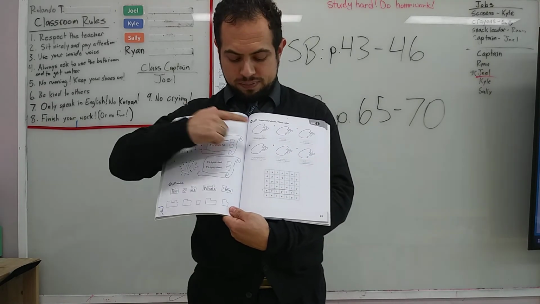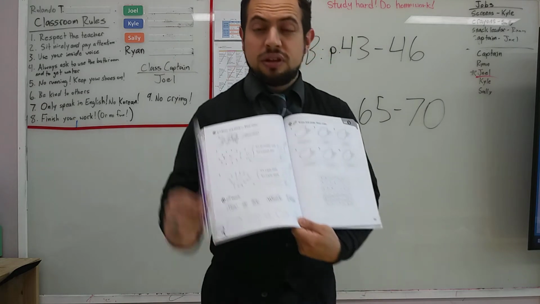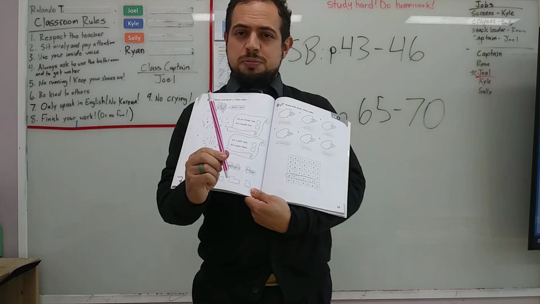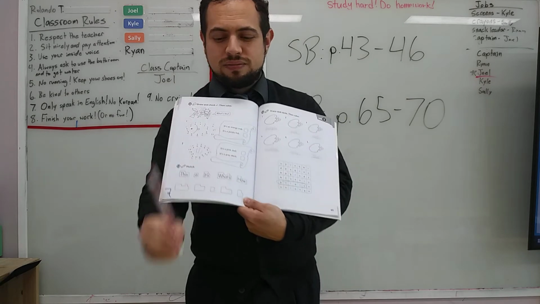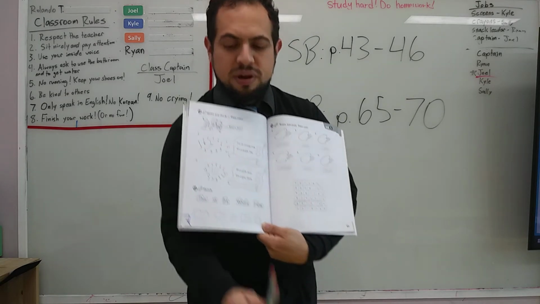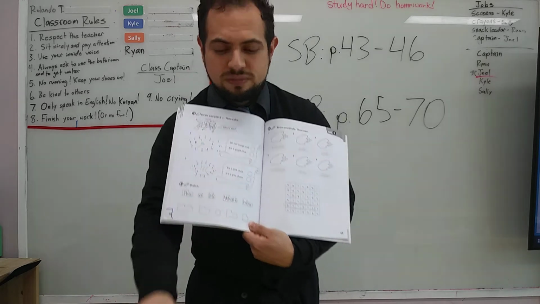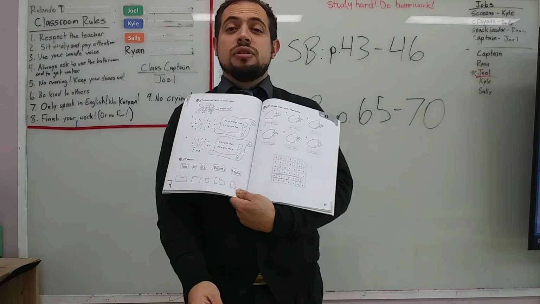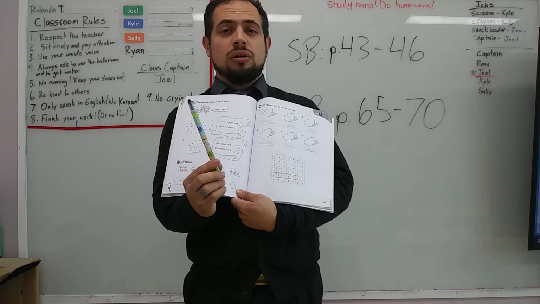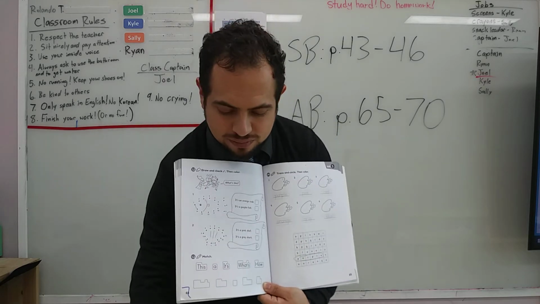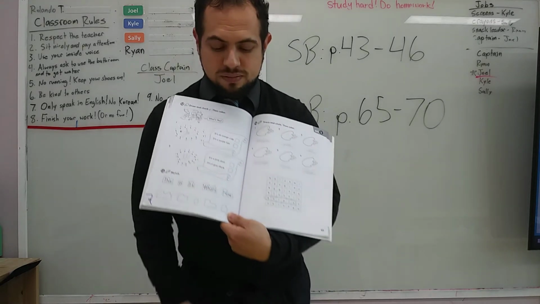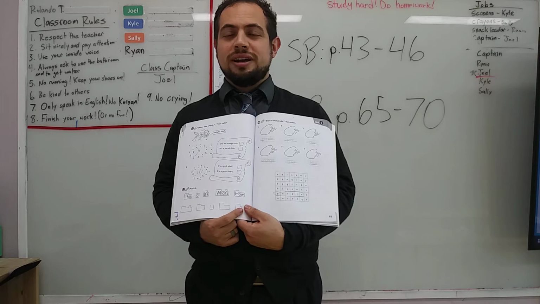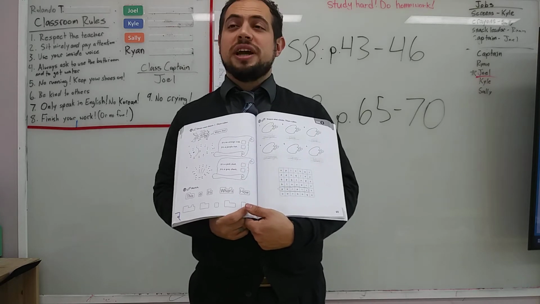Make sure number 1, purple, is purple. Make sure number 2 is pink. Make sure number 3 is red. Make sure number 4 is orange. Number 5, gray. You can use black if you color lightly, or your pencil. And number 6, blue. Good job, everybody. Let's go ahead and turn to the next page, page 66.